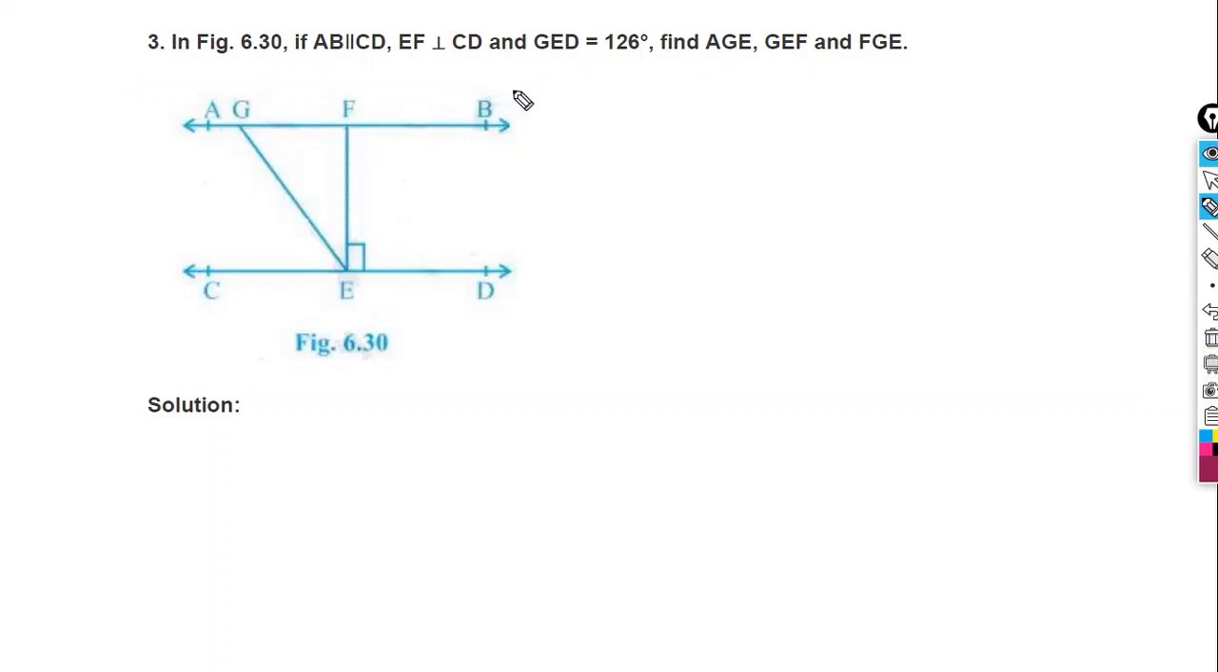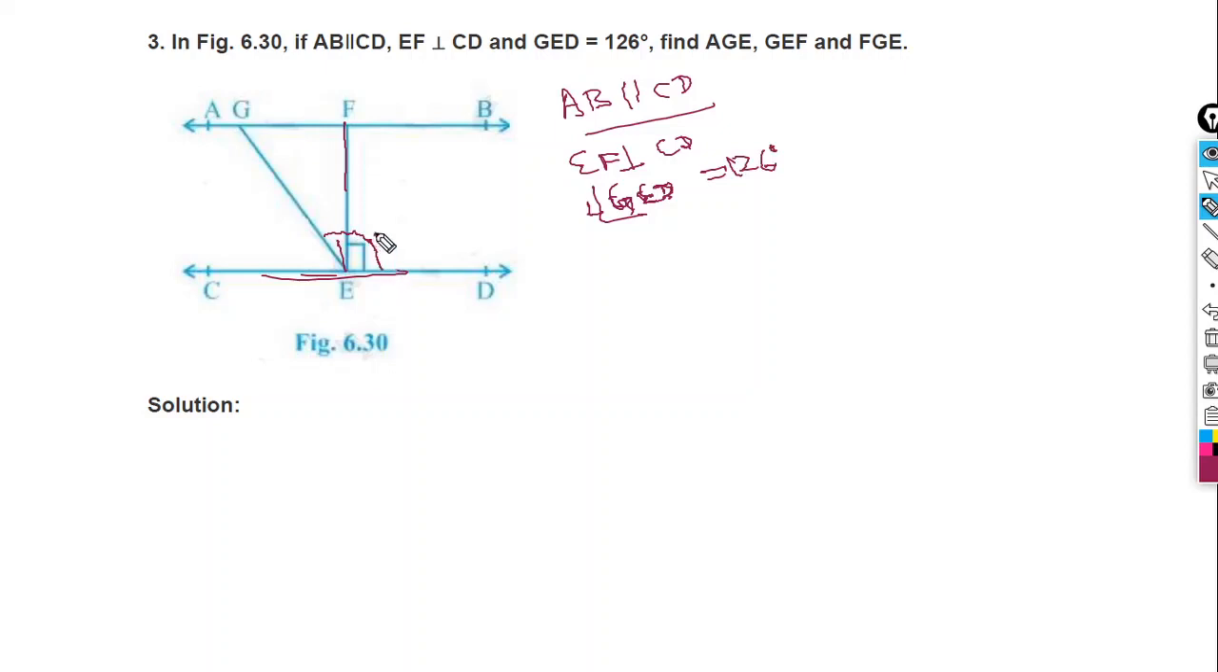Here, first we will write what is given. Given AB parallel to CD, EF perpendicular to CD. Where is EF? This EF, EF perpendicular to CD. Angle GED, sorry, GED. So angle GED is equal to 126 degrees. Write it here, this angle, 126 degrees. Now let's start finding them one by one.